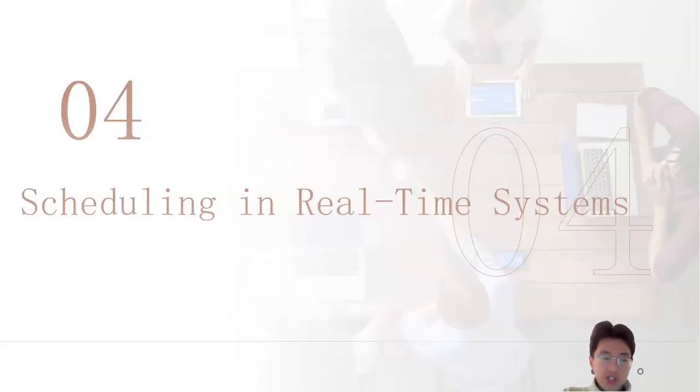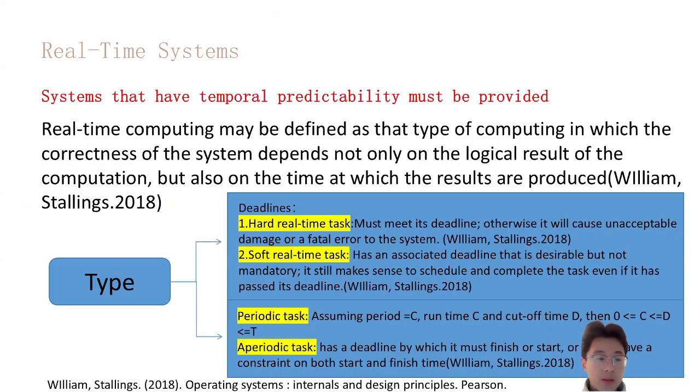Okay, next part about scheduling in real-time systems. What do we mean by a real-time system? It means a system where temporal predictability must be provided. You can see 4 types. The first 2 are hard real-time tasks and soft real-time tasks. And the last 2 are periodic tasks and aperiodic tasks.